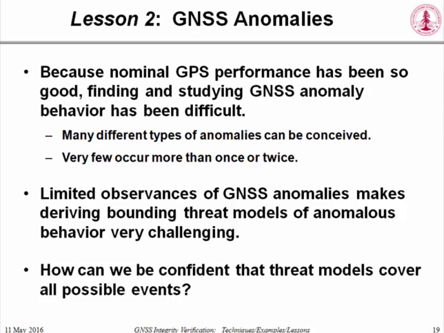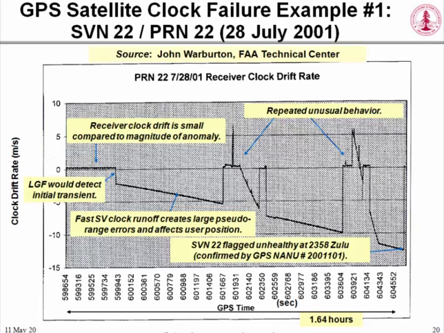So we still have to demonstrate that we protect against all of the anomalies that we can foresee that have occurred. Many different types can be considered, and very few occur more than once or twice. So it's difficult to build a threat model that we're confident bounds all possible faults. And this is a real challenge. I'll show you some examples of faults and how we've dealt with them.